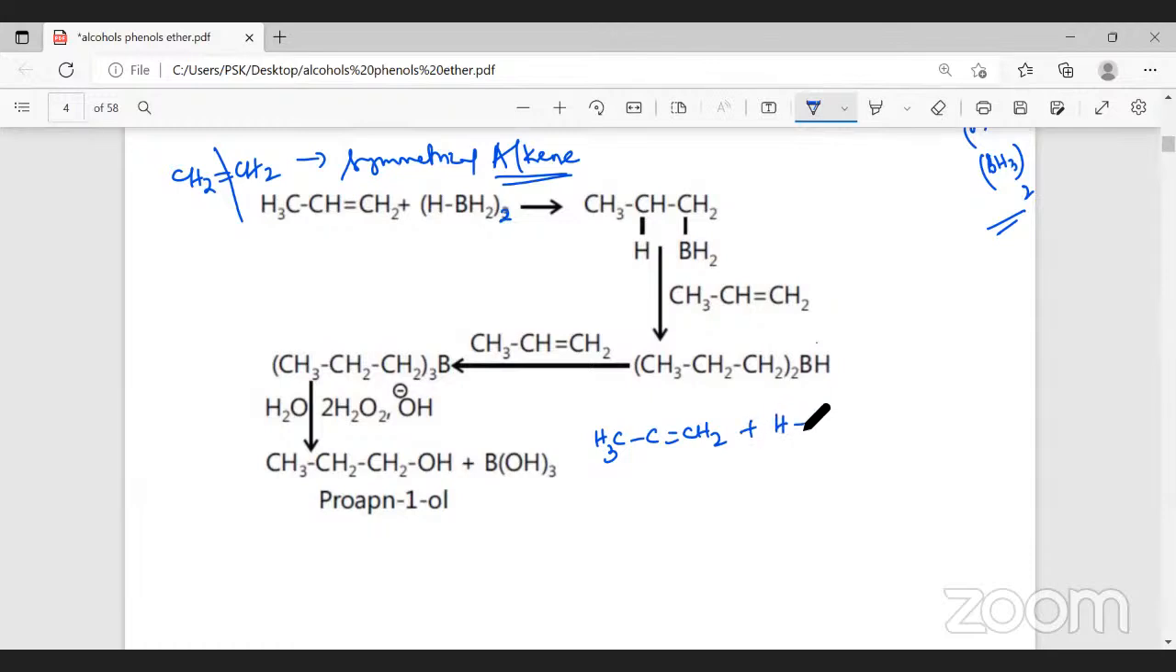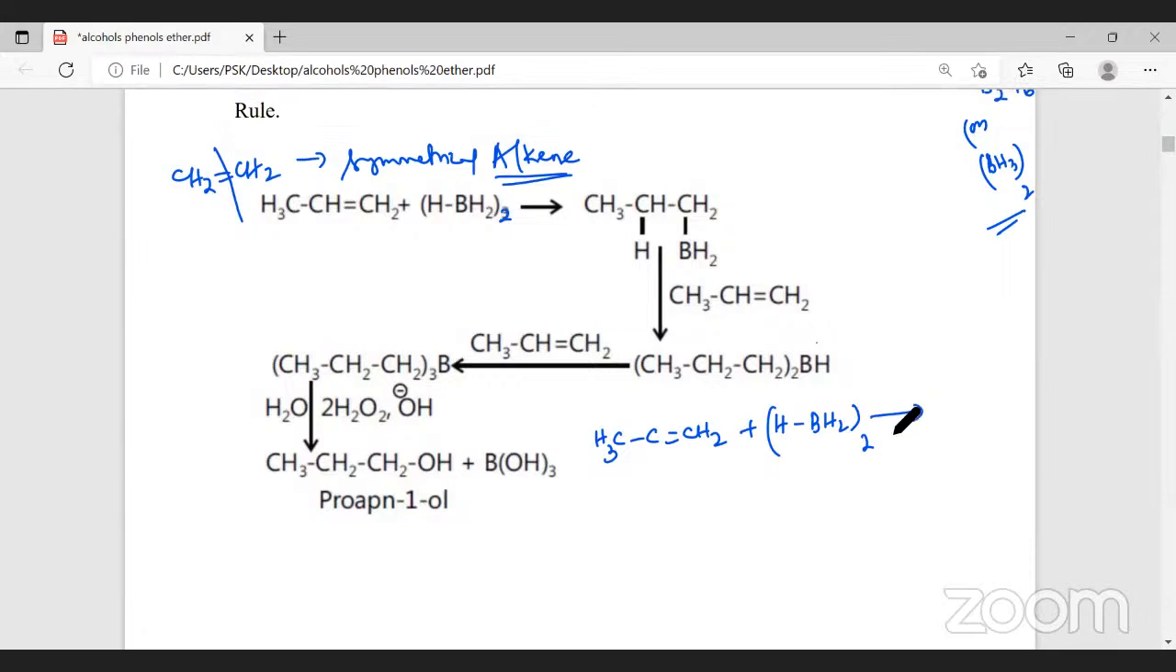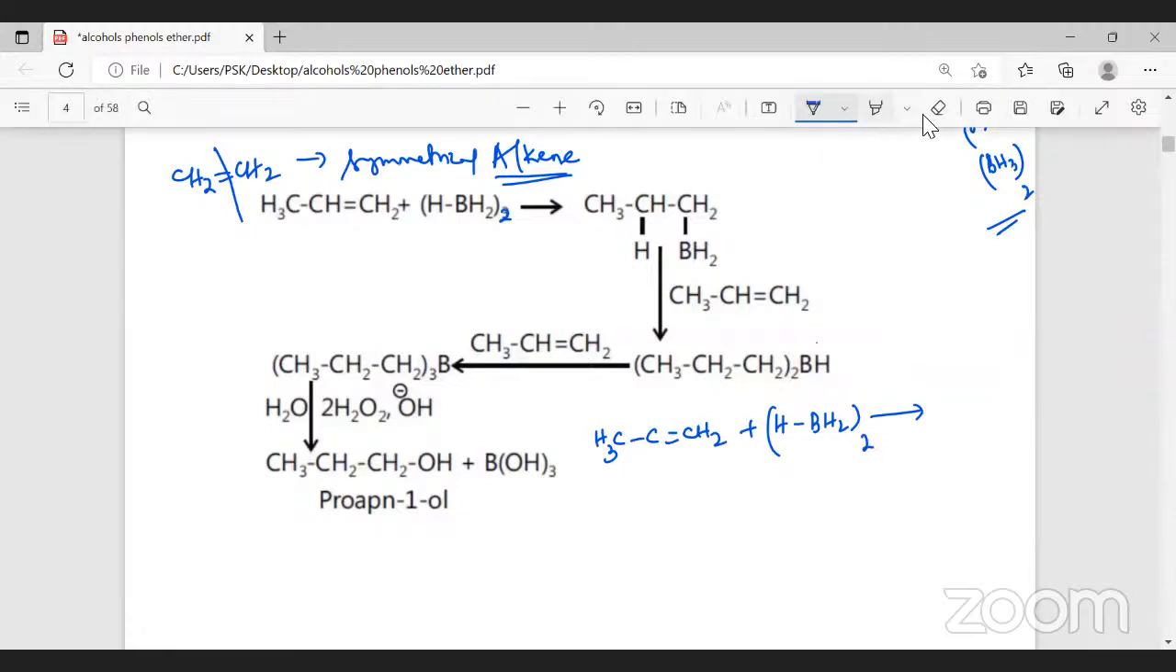I write like this, H, BH2 twice. So what happens? Now, this is also wrong. We should not show it as BH2. We should show only BH3. But in the textbooks also, they've shown it as BH2. You please represent it as BH2.